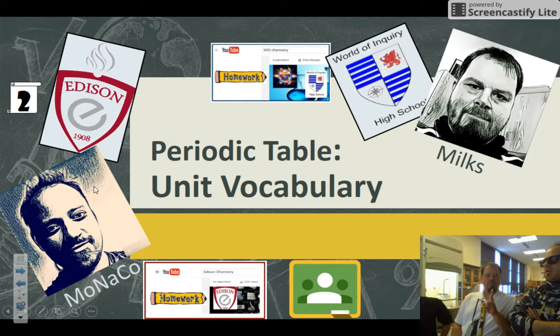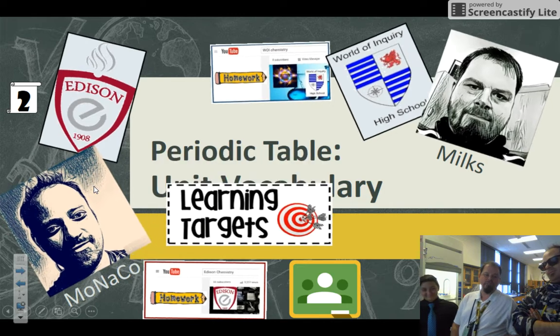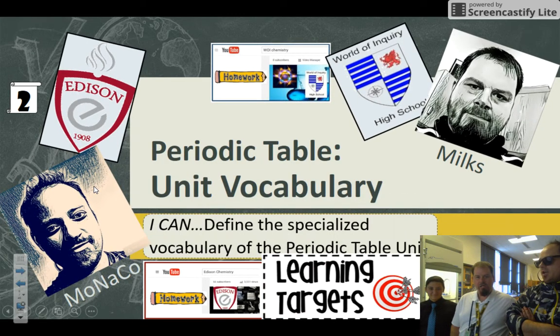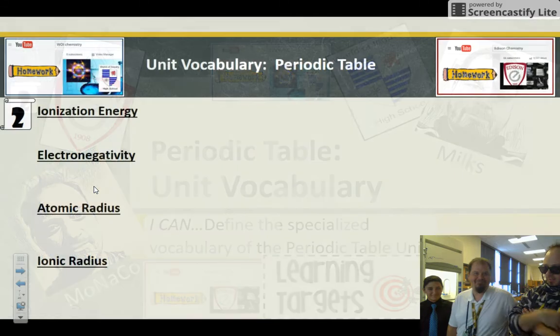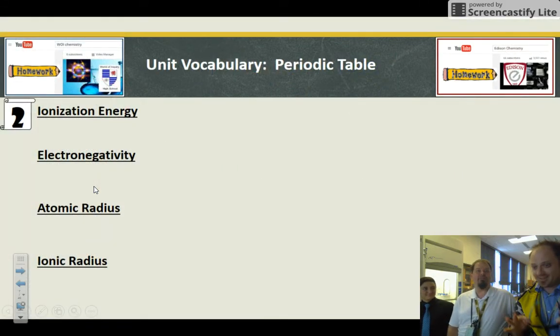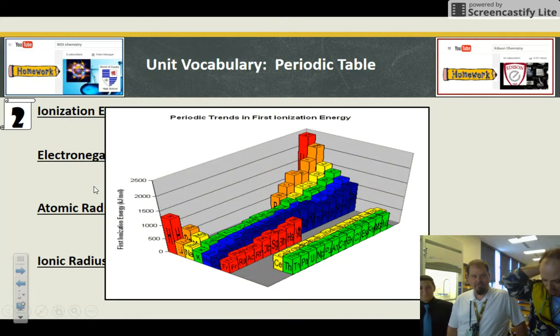Unit vocabulario, learning target number two. I will understand the specialized vocabulary of the atomic periodic table unit and be able to take my quiz. Maybe fewer retakes this time, please. How about before two weeks out through the unit is up? Yeah, that'd be nice. Let's kick it.